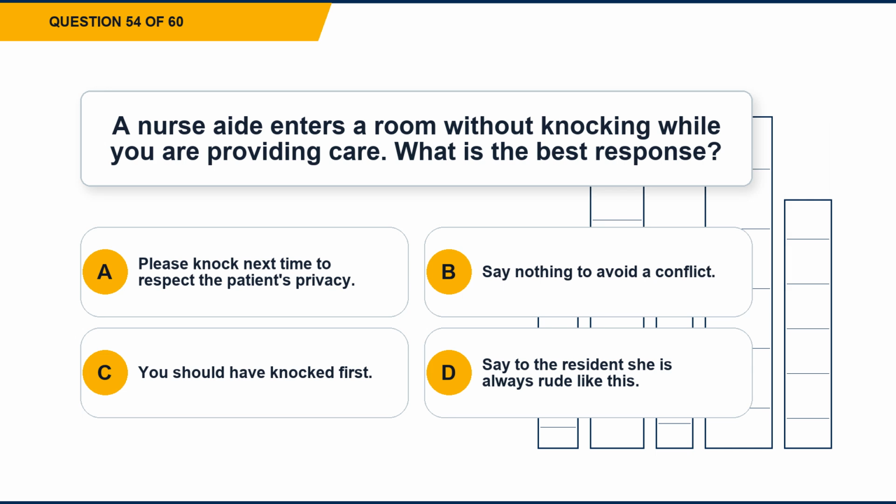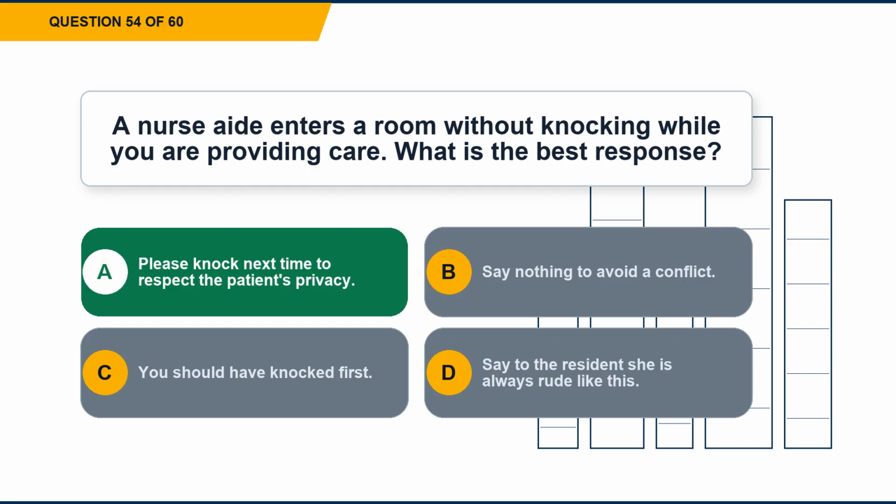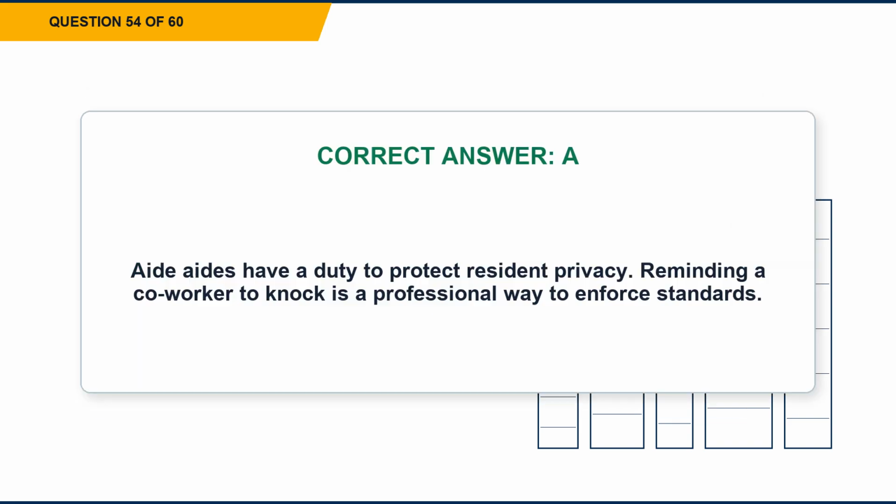Question 54. A nurse aide enters a room without knocking while you are providing care. What is the best response? Option A, please knock next time to respect the patient's privacy. Option B, say nothing to avoid a conflict. Option C, you should have knocked first. Option D, say to the resident she is always rude like this. The correct answer is option A, please knock next time to respect the patient's privacy. Explanation. Aides have a duty to protect resident privacy. Reminding a coworker to knock is a professional way to enforce standards.